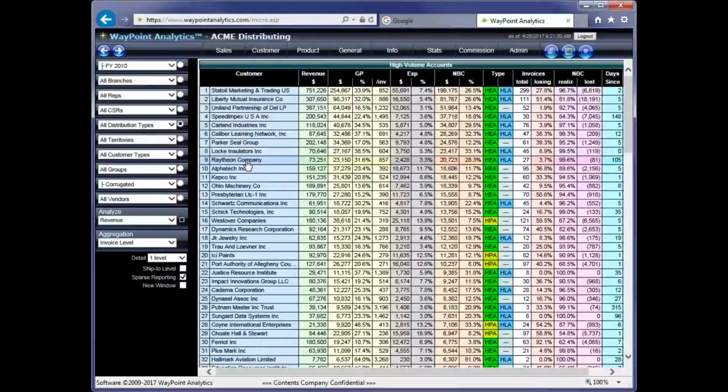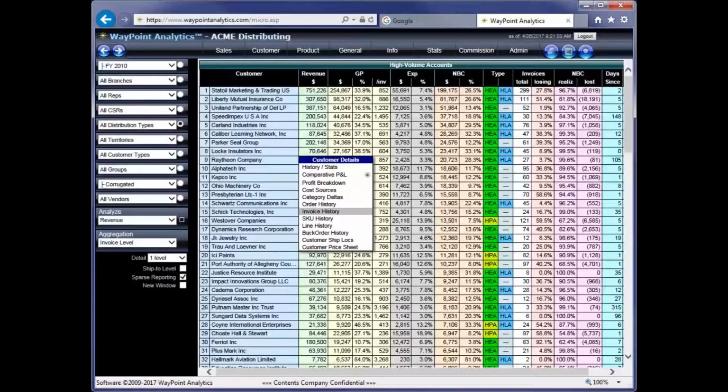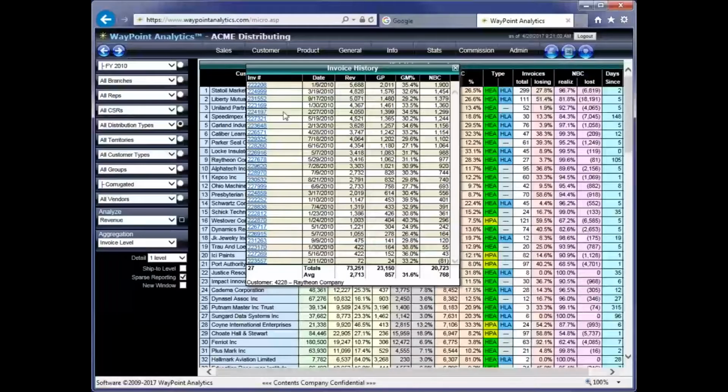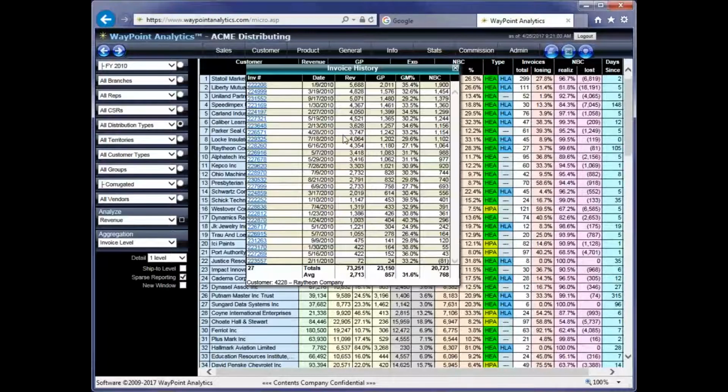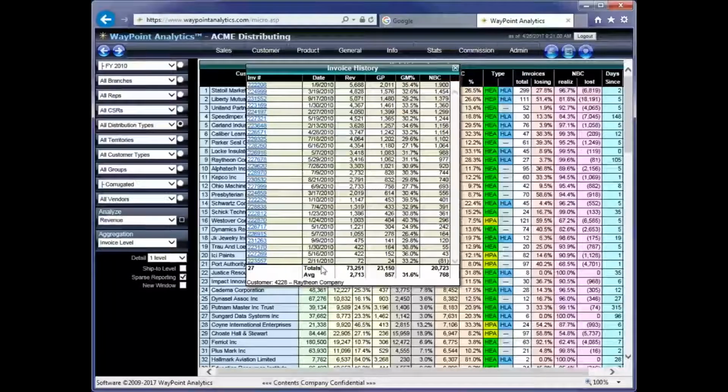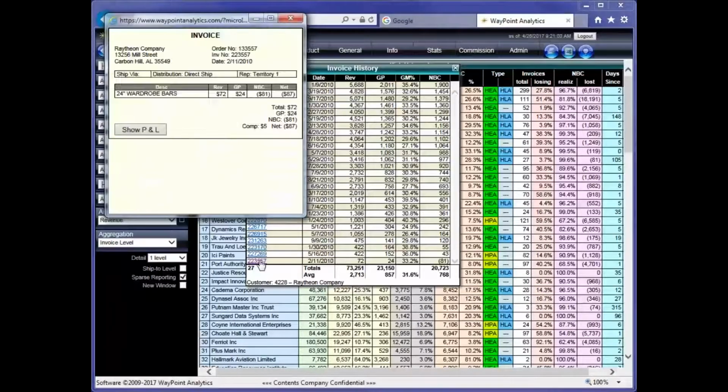Okay, here's a question. How do you get more detail about what's going on with customers so you know what to change? Yeah. So here's one of the things that can help with that. Any place in Waypoint that you see the name of a company, you can right-click and get more information.